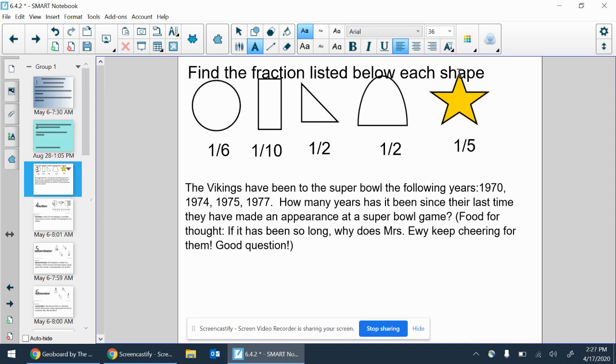So I'm going to give you a hint. Start by putting a dot in the middle and then go out to create your pieces. You have 5 pieces that you need, and there's 5 points.